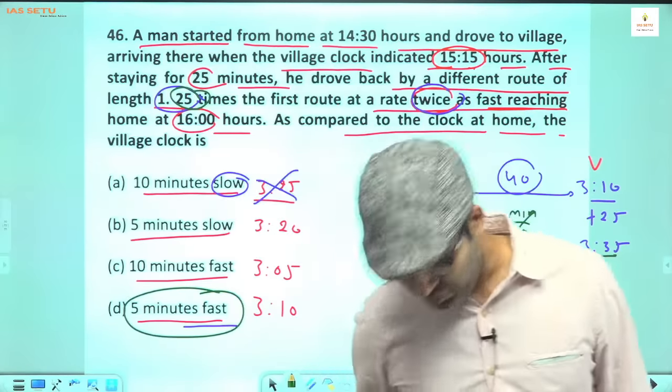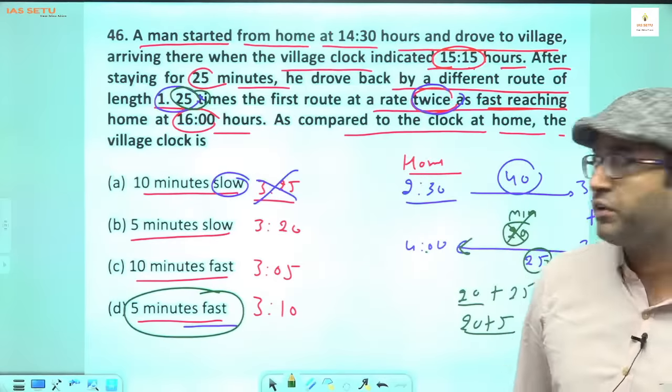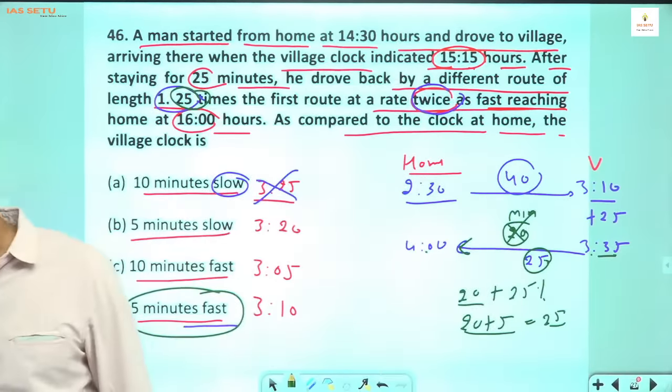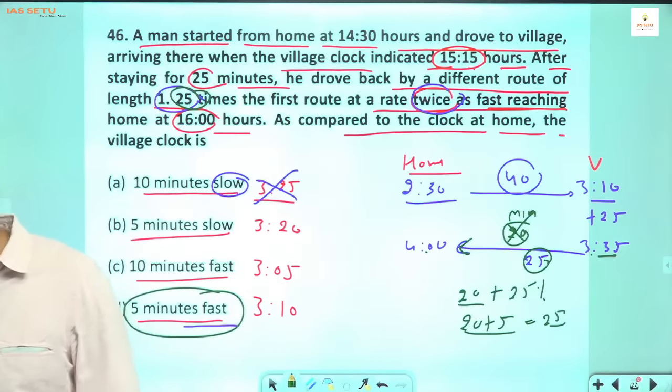If we solve with the simple equation method, it will be very difficult. We check with the answer options. That is the best approach here. Let me check your comment. So we check with the answer options.